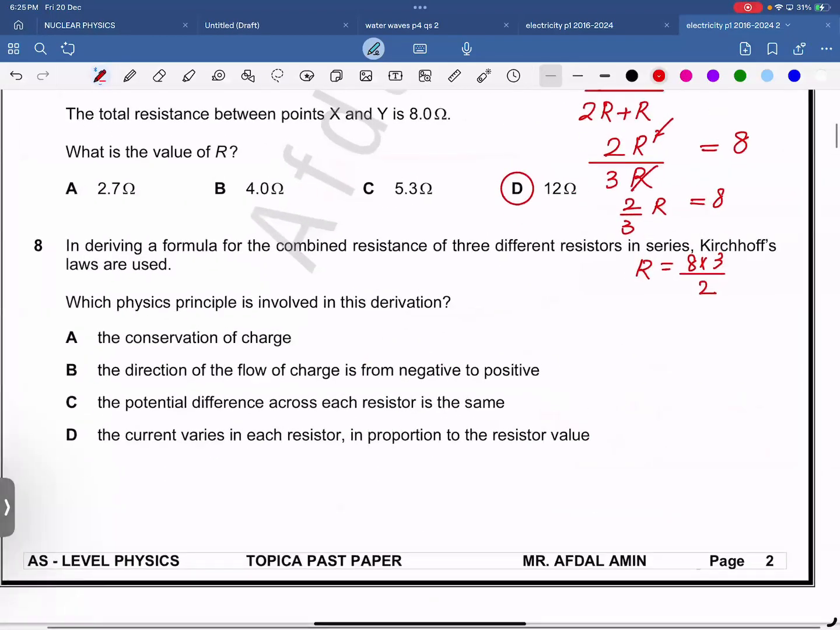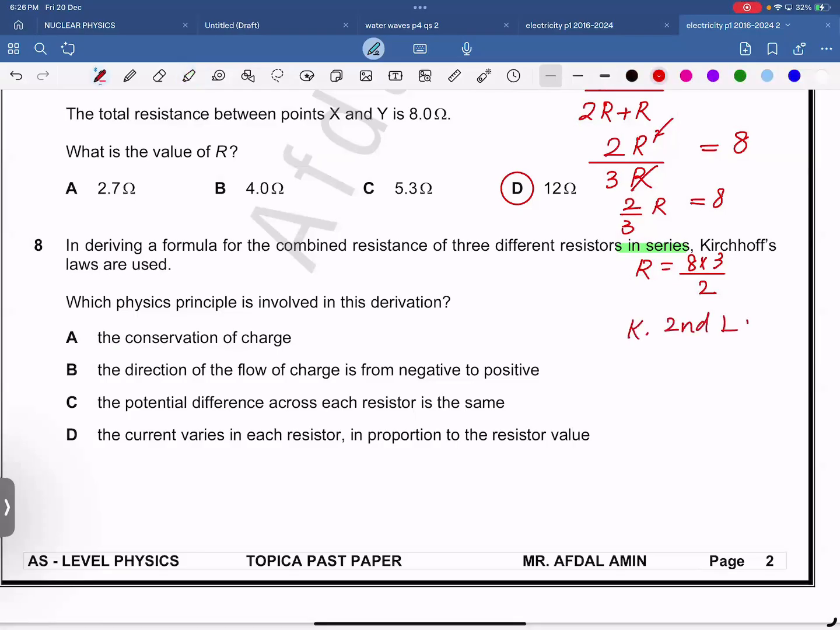Question number 8. In deriving the formula of combined resistance of three resistors in series and parallel, let me tell you, I told you when you use Kirchhoff's laws to prove series and parallel. For parallel, we use the first law. For series, we use the second law. S for series, S for second law. This is easy to learn for your life. So to prove the combined resistance in series, you have to apply Kirchhoff's second law. Is there any option? If no option, let's explore it.